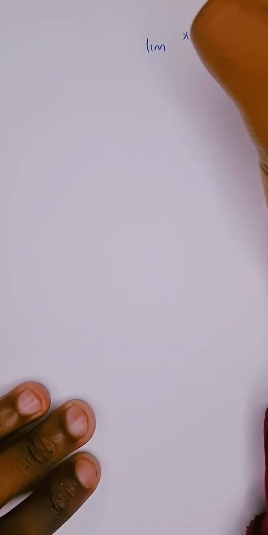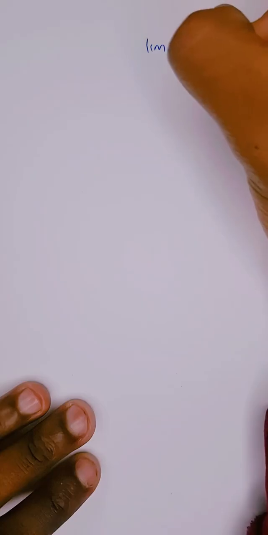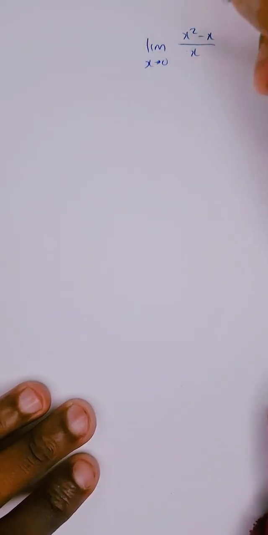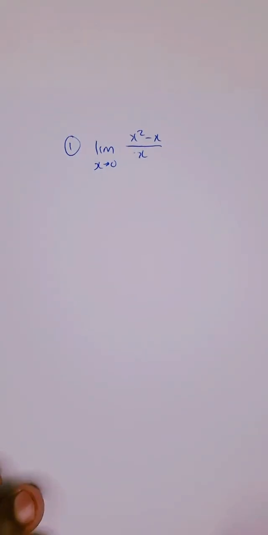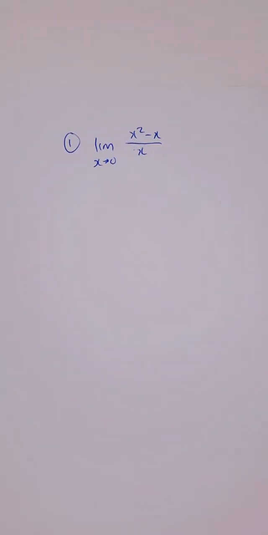Let's do another one. So the procedure from the previous problem is that we need to simplify the expression: factorize, cancel what's common top and bottom, and then of course we calculate the limit. It's kind of like the step-by-step procedure that we follow.